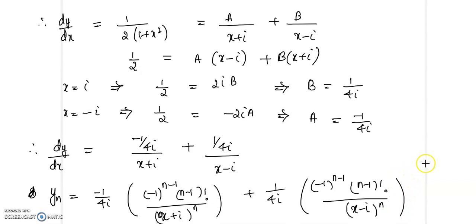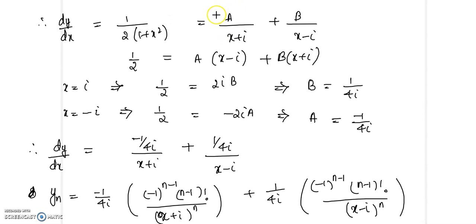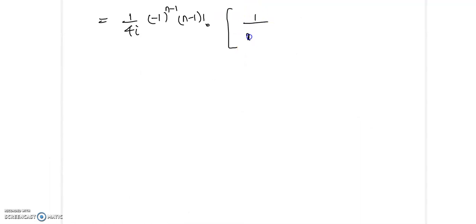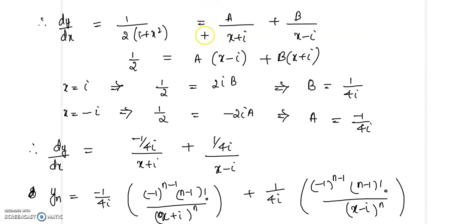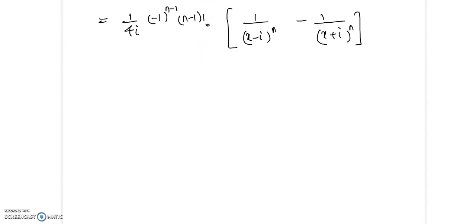Now let us take the common terms outside. So 1 by 4i is common. Then you have minus 1 raised to n minus 1. (n minus 1) factorial is common. So we will get the remaining 1 by (x minus i) raised to n minus 1 by (x plus i) raised to n.